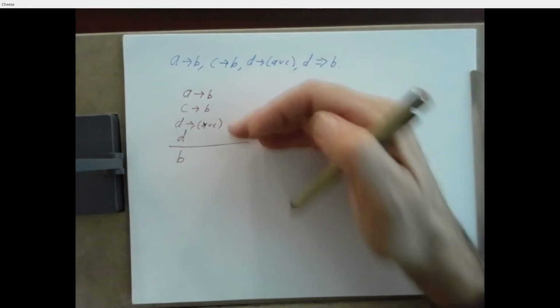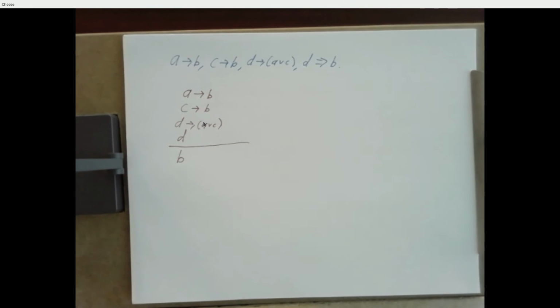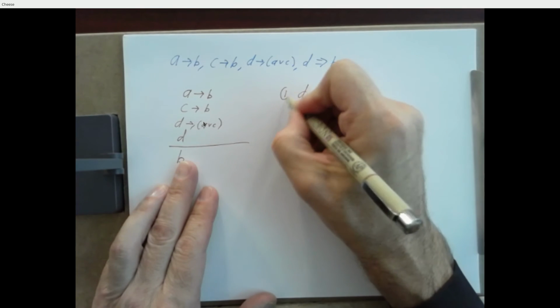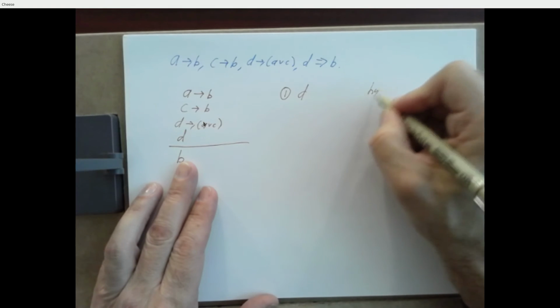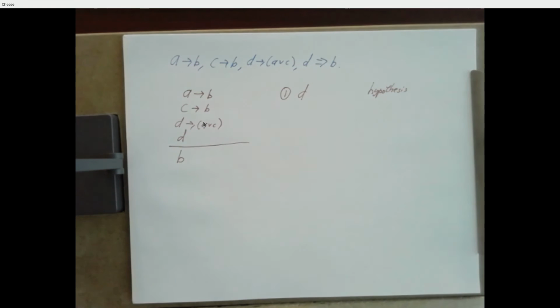In a court of law, you're going to bring this to a jury and try to explain to them why B is true. And you can't say, well, just look at it, it's obvious, right? So we start by saying D is true. We can say D, and I'm going to number these steps. So D is true, and what's the reason why D is true? It's a hypothesis. It's a thing we've been given.